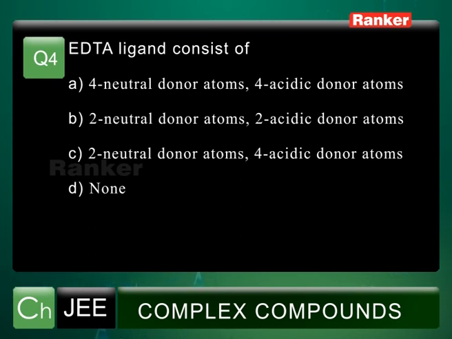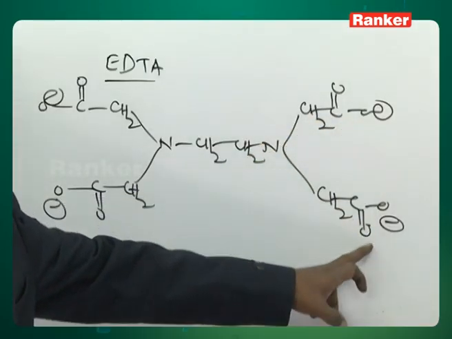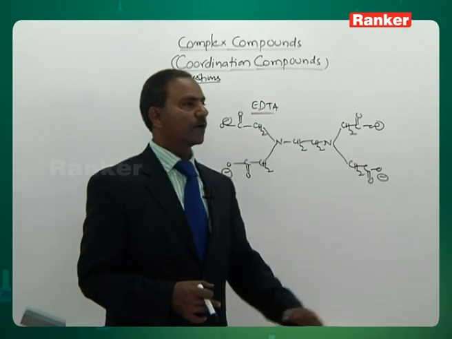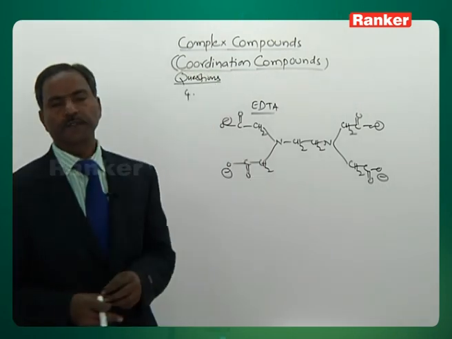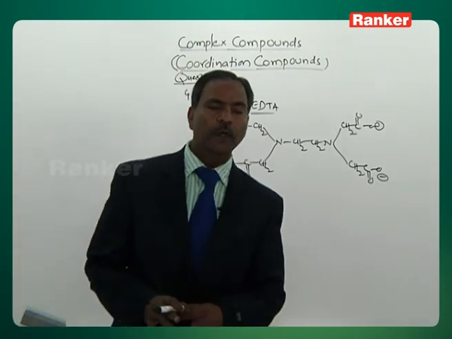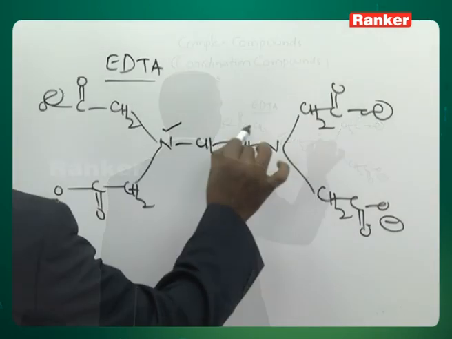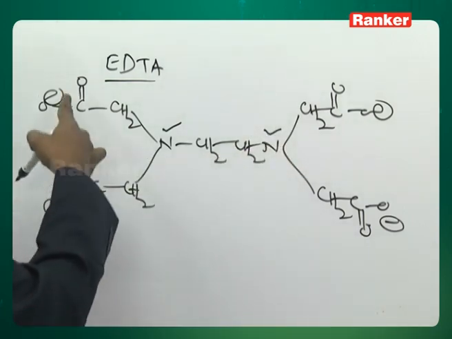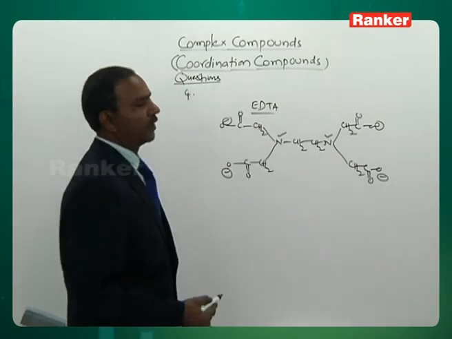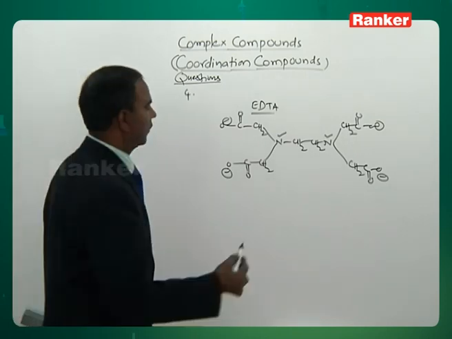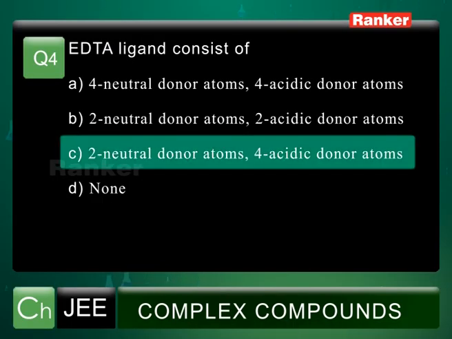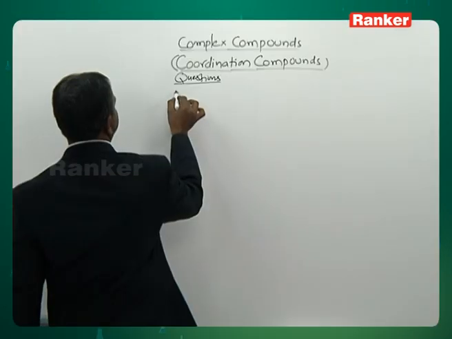Coming to B, 2 neutral donor atoms and 2 acidic donor atoms. Actually, these are all acidic donor atoms and these are all neutral donor atoms. 4 acidic, 2 neutral. So option B is also not correct. Coming to C, 2 neutral donor atoms, 4 acidic donor atoms. Yes, this is a neutral donor atom, this is a neutral donor atom. 2 neutral donor atoms and 4 acetate groups are there. That is 4 acidic donor atoms. So the answer is C. Coming to question number 5.